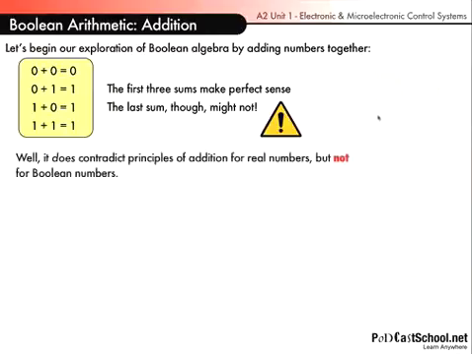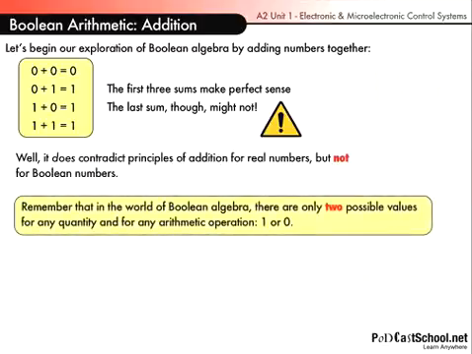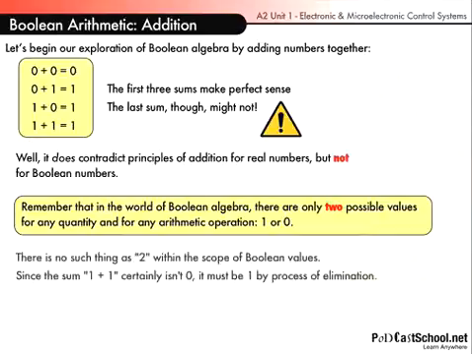Well, it does contradict the principles of addition, doesn't it? Because we would have expected 1 plus 1 to obviously equal 2, but this isn't the case for Boolean numbers. That's because when we're dealing with Boolean numbers, and remember Boolean numbers can only be 1 or 0, without the possibility of there being a 2, well, we can't have it. So the best we can make a 1 and a 1 equal is a 1. There's no such thing as 2 within the scope of Boolean values, since the sum of 1 and 1 certainly isn't 0, therefore it must be 1 by elimination. Now that might seem a bit odd, but we'll see why that makes more sense in just a second.